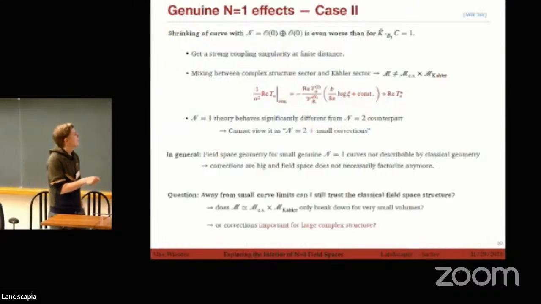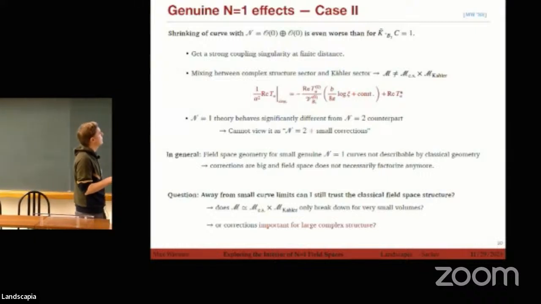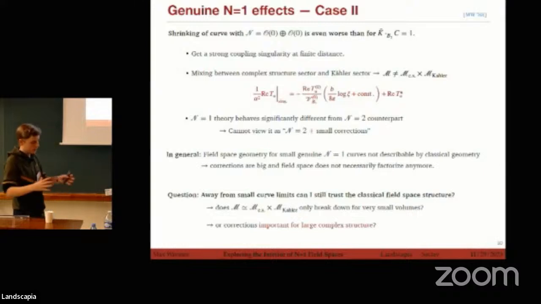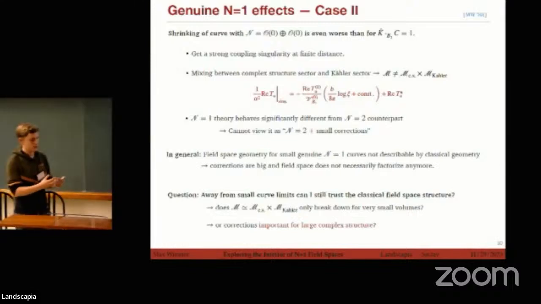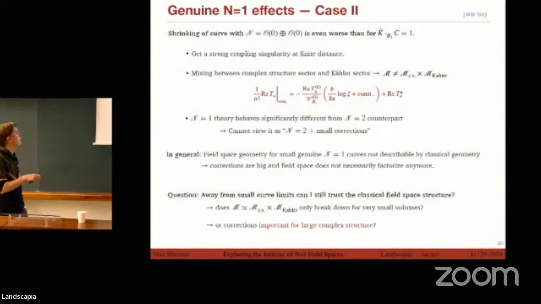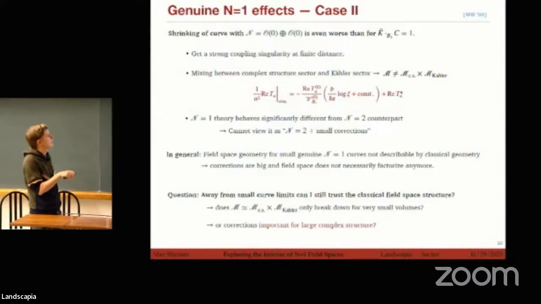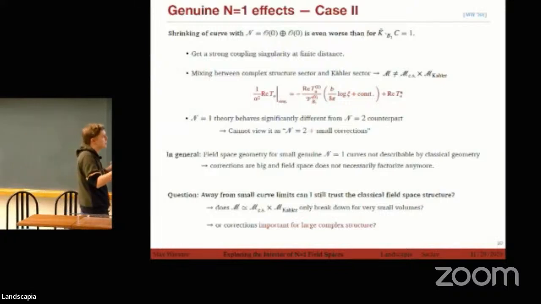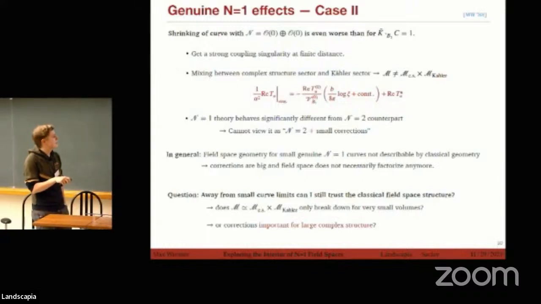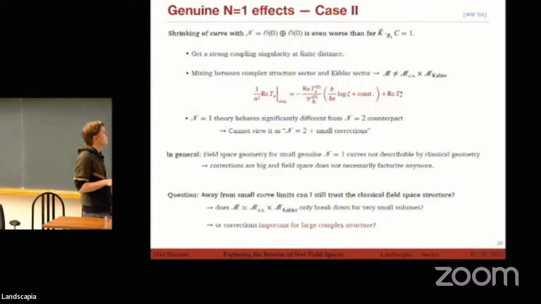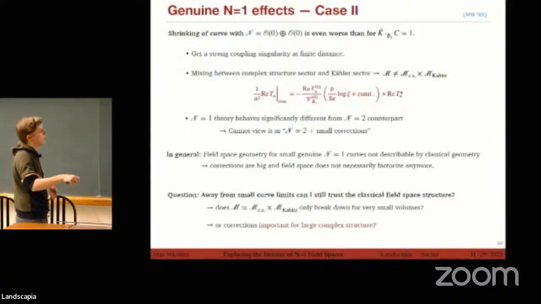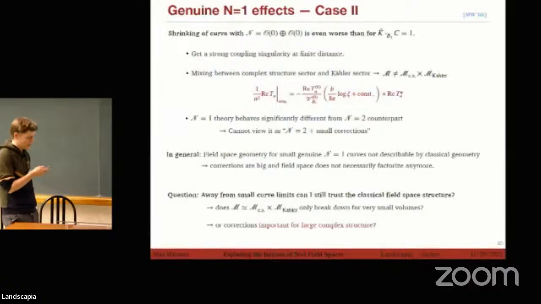But let's say we go away from this very small curve limit, where if I make a curve that is intersected by the 7-branes very small, then I would also expect the N=1 effects to blow up. Can I still trust the classical field space structure? Can I still think about this as some factorized structure, just because there's still some protection from supersymmetry? Or does this really just break down for very small volumes? Or are corrections also important at larger volume, or for example, if I go to large complex structure?